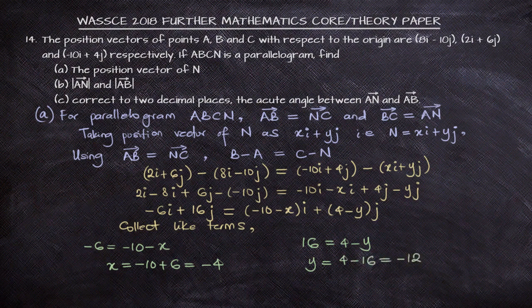So since I've defined my n as xi plus yj, the value of my n is coming out from here. I can say my n is equal to minus 4i minus 12j. And like that, I've been able to get the position vector of n that constitutes our diagram to be a parallelogram. Okay.